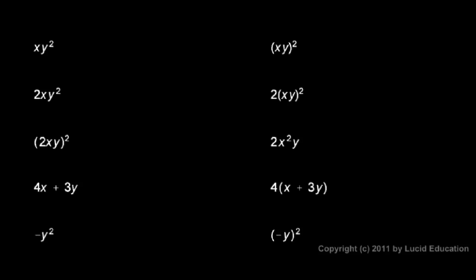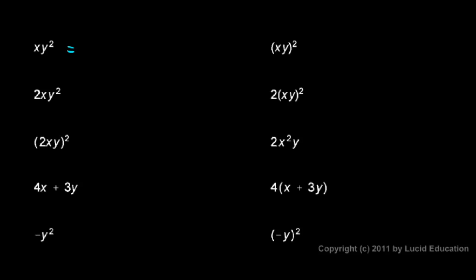x times y squared. Notice that we have to do the exponent, the y squared, before we multiply. We don't do x times y and then square it. We do the exponents before the multiplication. So x is 2 and y is 3. So we have 3 squared here.